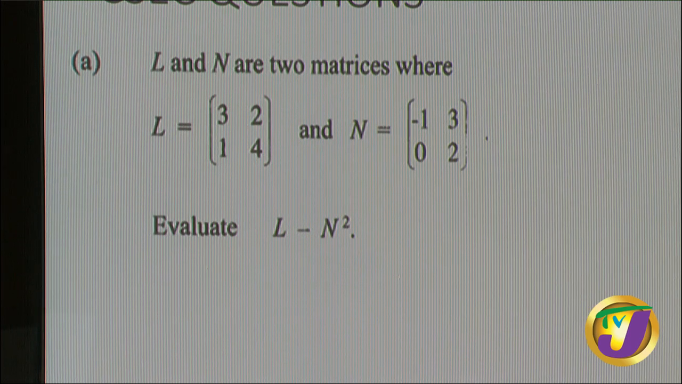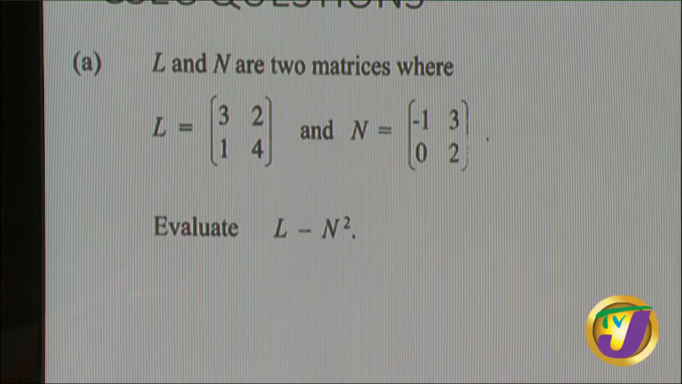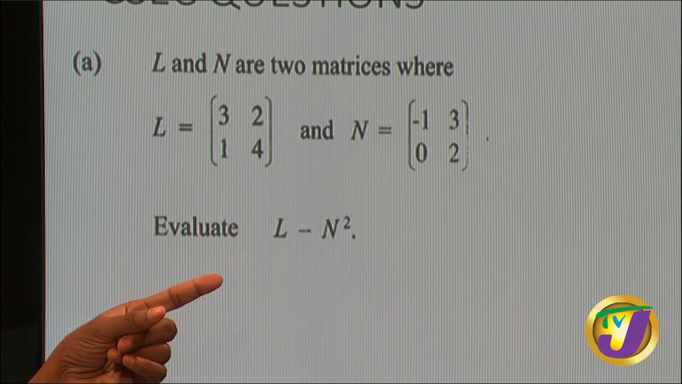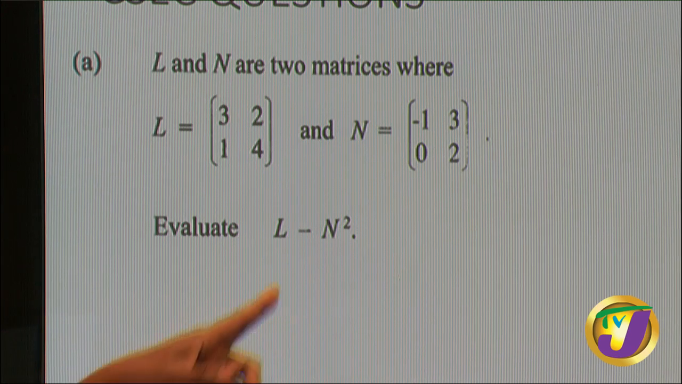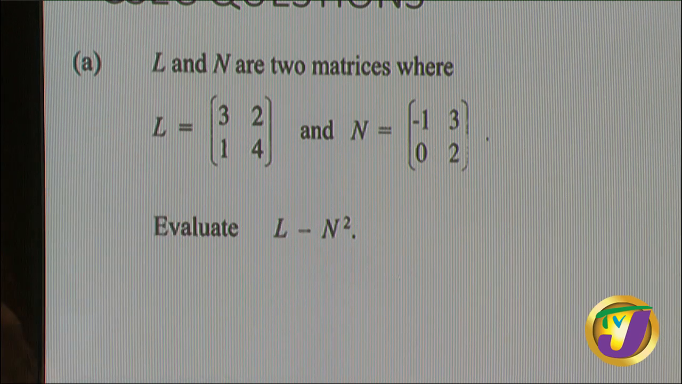First of all, evaluate. They just mean work it out, calculate. So I'm seeing something here though, because what do I do first? Do I subtract? Do I find the square? Remember, math is not taught in a box. We know about order of operations. So you have L subtract N squared. What are you supposed to do first? I need to do N squared. Perfect. And N squared means N multiplied by N.